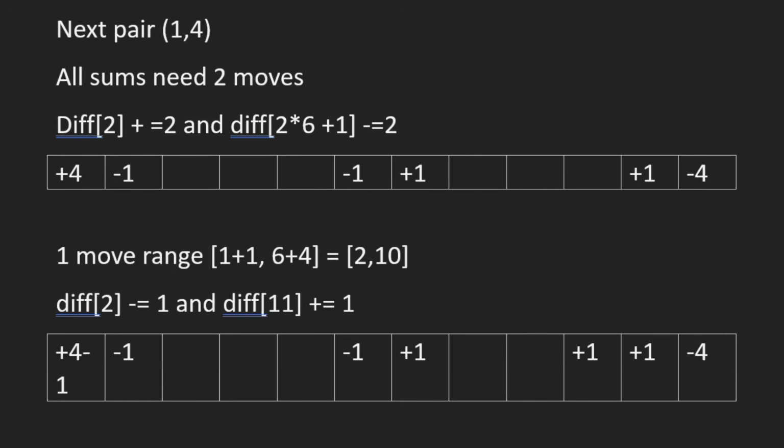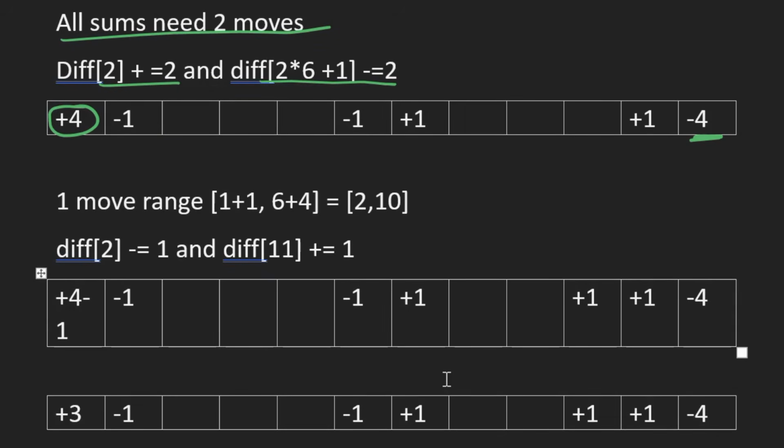Now our next pair is 1 comma 4. Again all the sums need two moves, so we again put plus 2 at 2, so it will become plus 4, and we again put minus 2 at 2 into limit plus 1, so it will become minus 1. Then our one move range is 1 plus minimum of 1 comma 4.